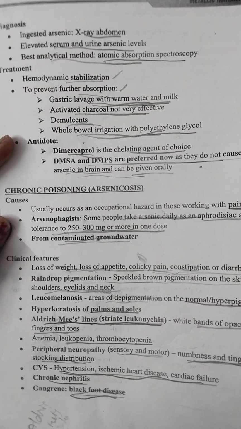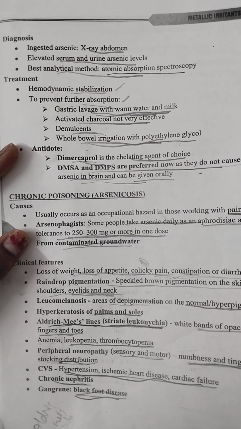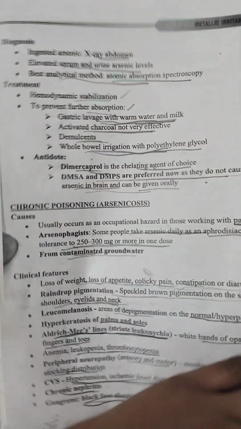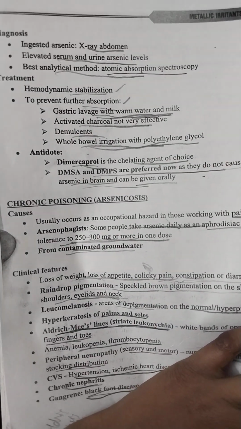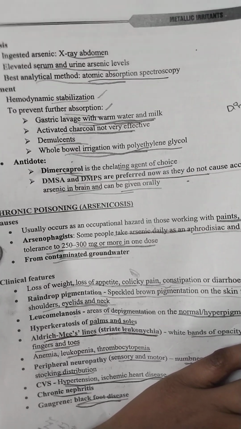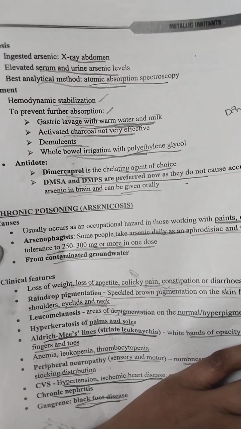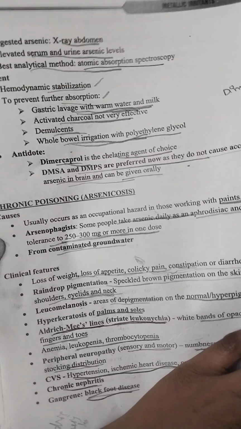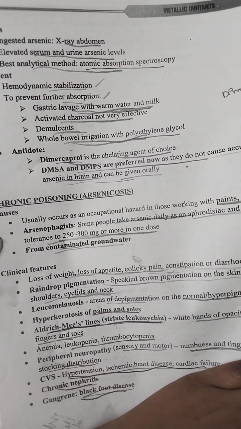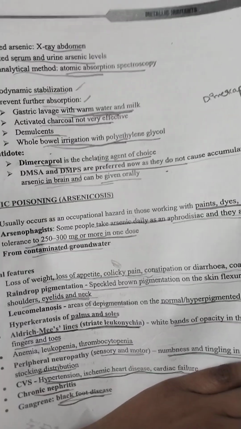Okay, how do you treat the patient? Hemodynamic stabilization. First, you have to stabilize the patient hemodynamically. Later, to prevent further absorption, you should do gastric lavage, not with charcoal, but with warm water and milk, because here activated charcoal is not effective. Demulcents should be given.